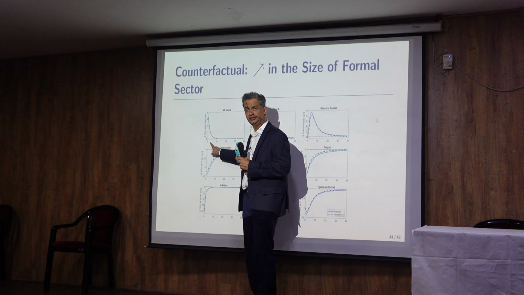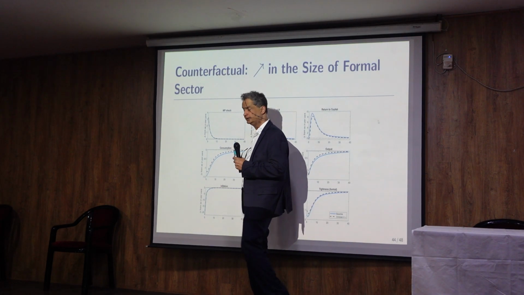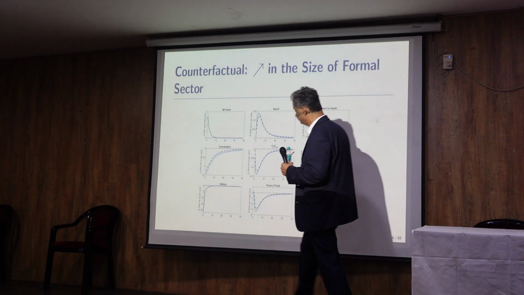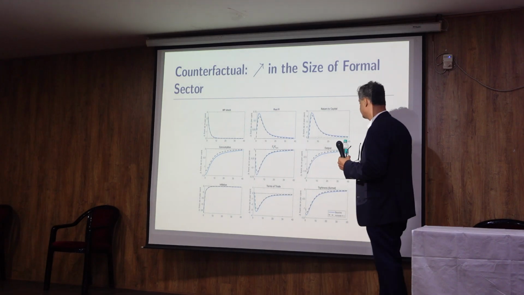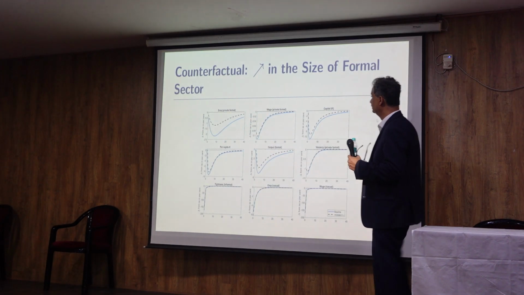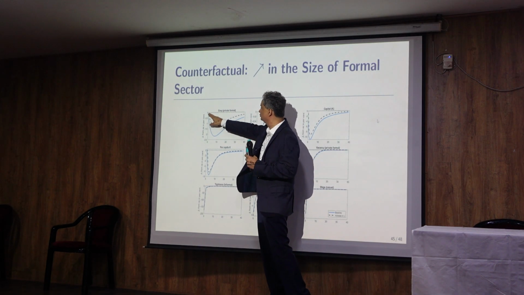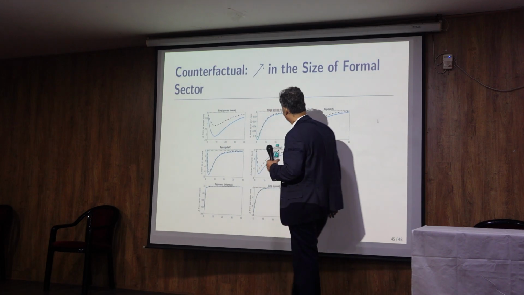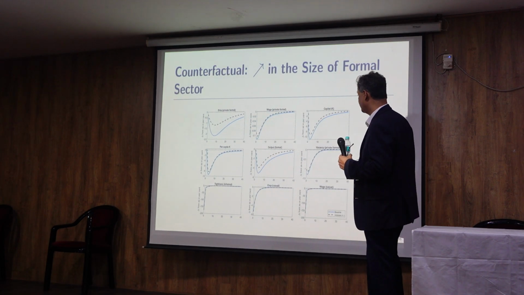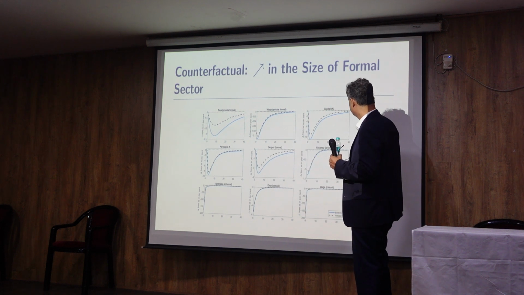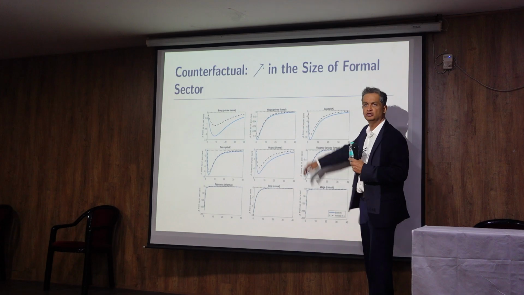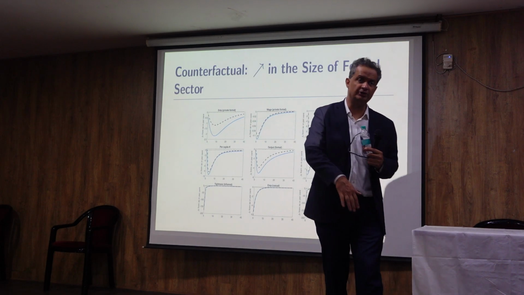Consumption falls, but by less. Inflation actually falls by more. Private formal employment falls by less. Output in the formal sector falls by a little bit less. The capital stock falls by less. So, you get the same reduction in inflation.